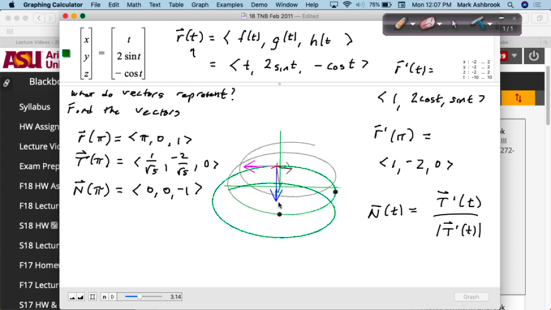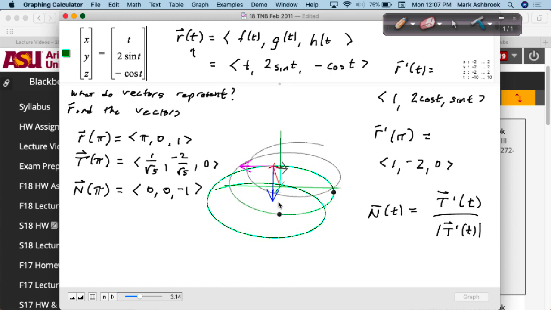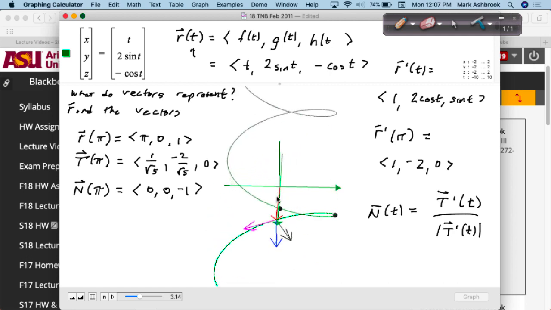Okay, it's the cross product of T and N. But just from this example, what can we say right off the bat? We know that the unit normal is 0, 0, -1, which means what about the binormal? Its z is 0 too, right?